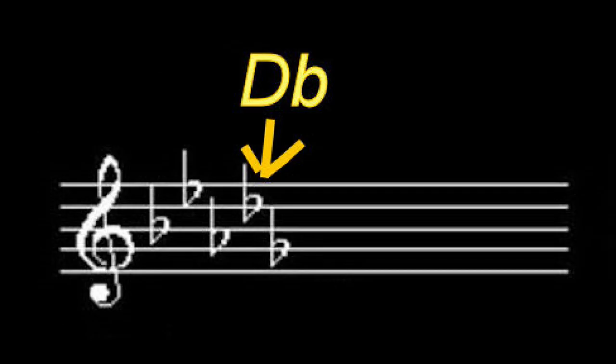Here's another example. This one has five flats. Once again, the flats appear in the same order, B-E-A-D-G. The next to the last flat is D flat, so the name of this key is D flat major.